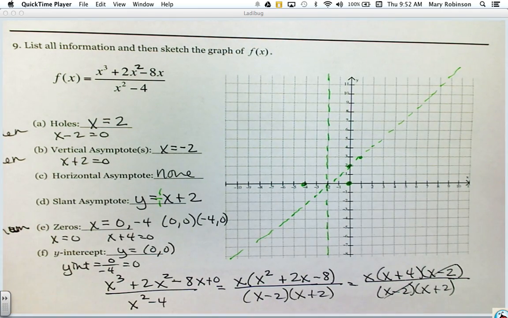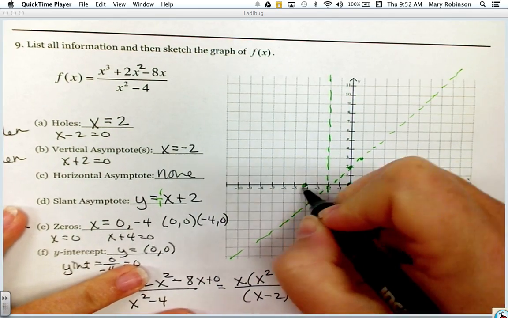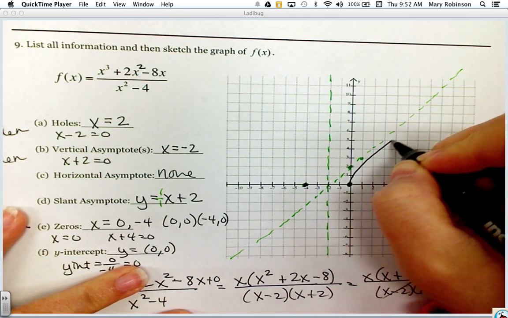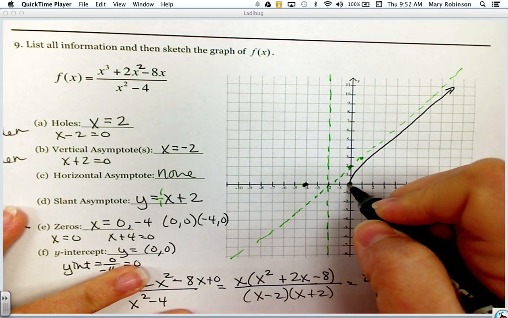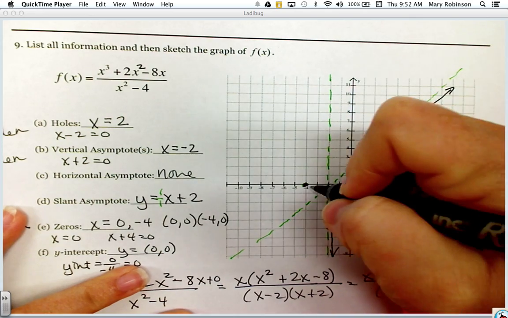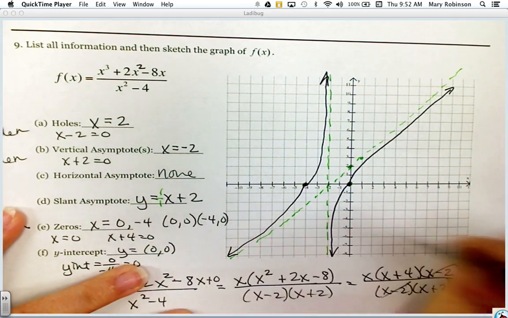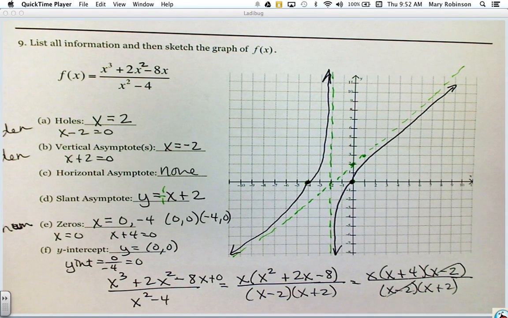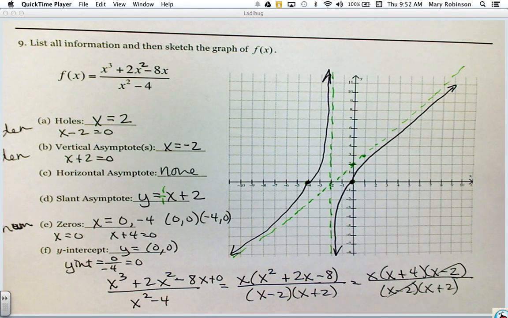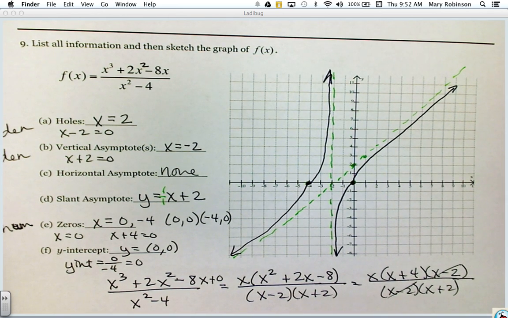At that point, to create my function, I simply want to make sure I hug my asymptotes. I'm approaching but not crossing these asymptotes here. And that is it. I hope that helps. Feel free to pause it, go back and rewatch all you need to. Good luck on your test.